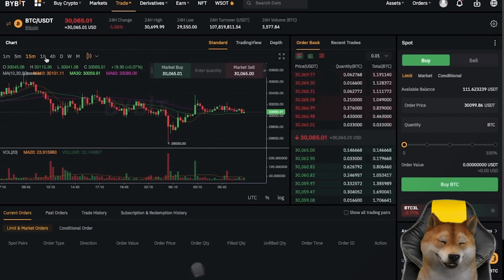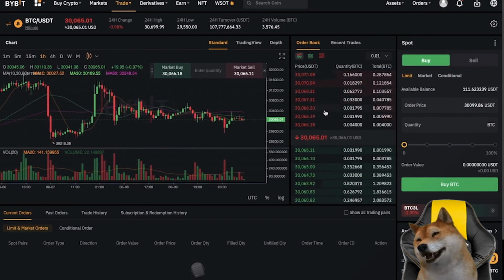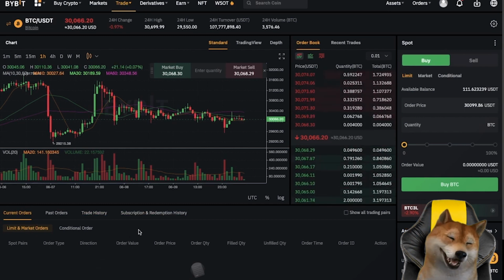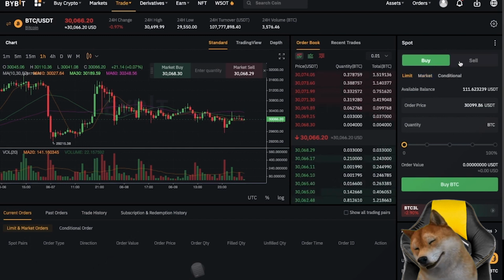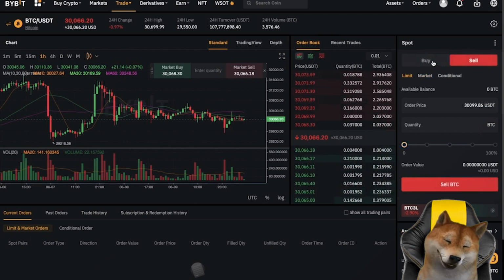Your order book with potential sell orders in red and buy orders in green. Then there's the order section at the bottom, which we're going to come back to shortly. And the section on the far right is for placing buy and sell orders. So to place a trade order, you either need to be selling or buying.